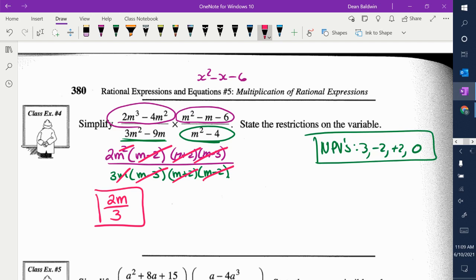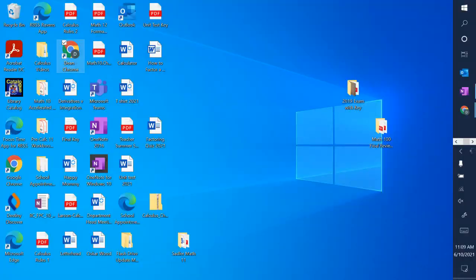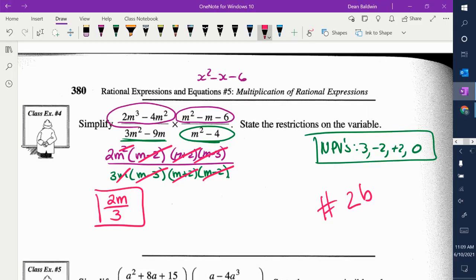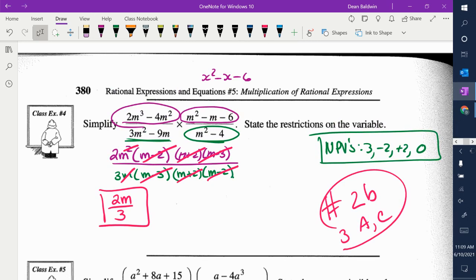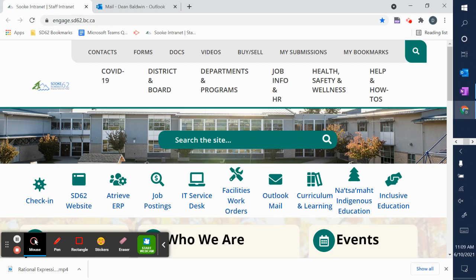Okay. Number 2B, 3A, and C. I want to do this one more question, but then that'll be it. And that question won't take that long. All right, 2B, 3A, and C, please.